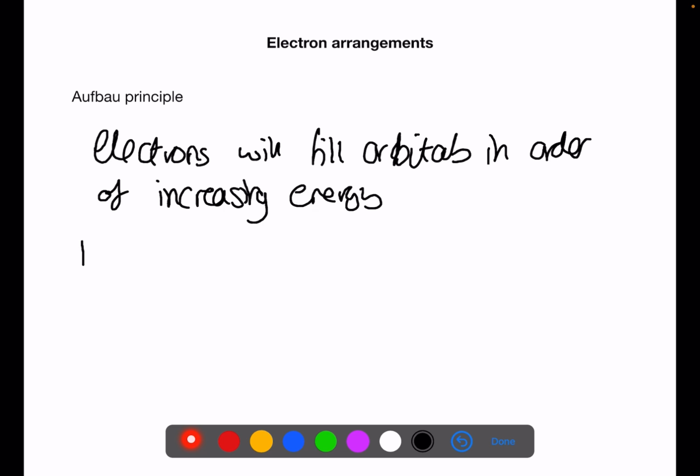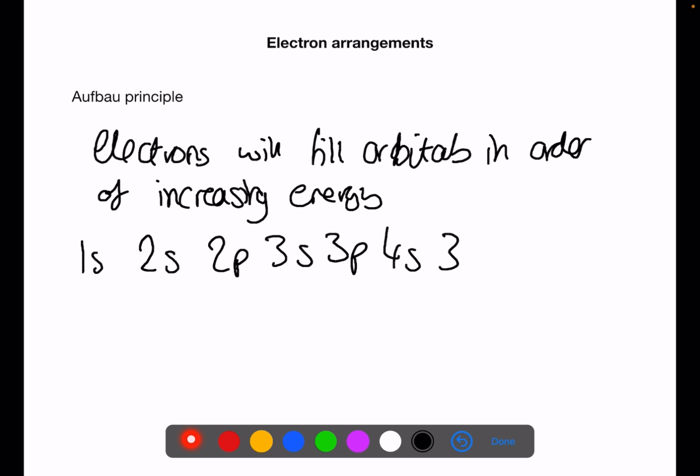So the first orbital we have is the 1s. Then we've got the 2s and the 2p. Then the 3s and the 3p. And then this is where it gets a bit strange, because we're going to have the 4s next and then the 3d. Now this is to do with the shape of the orbitals and how close they can get to the nucleus. Just remember, this is the order that they go in. So they go up in the normal steps, and then we have 4s before the 3d.